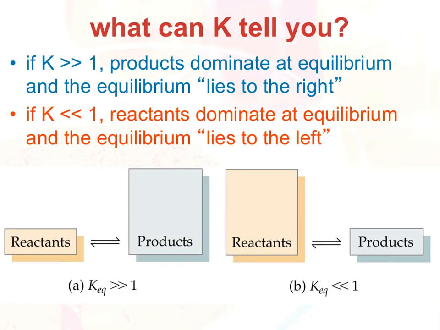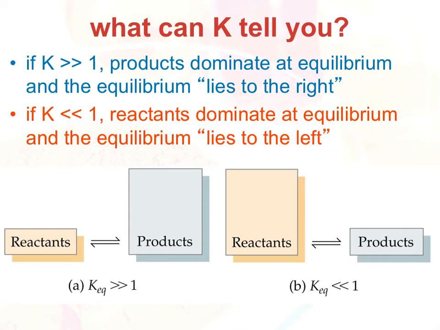Okay, so let's continue our utilization of our equilibrium constant. What's the point of K? What can K actually tell you about anything? Well, the values of K can actually dictate the direction or the quantity of products or reactants that you might have.